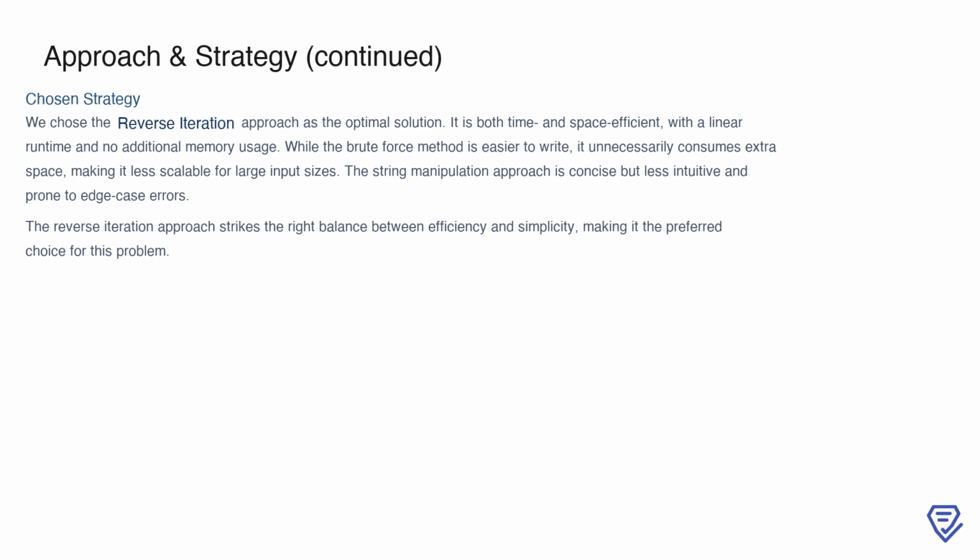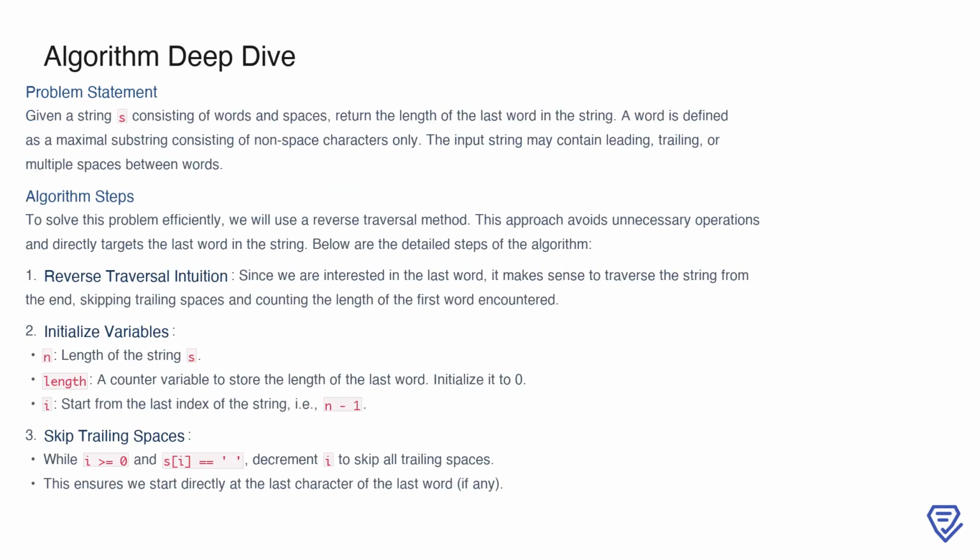choice for this problem. In this problem, we're tasked with finding the length of the last word in a given string S. The string may have leading, trailing, or multiple spaces between words, and a word is defined as a sequence of non-space characters. To solve this efficiently, we use a reverse traversal method, which allows us to directly focus on the last word, skipping unnecessary computation.